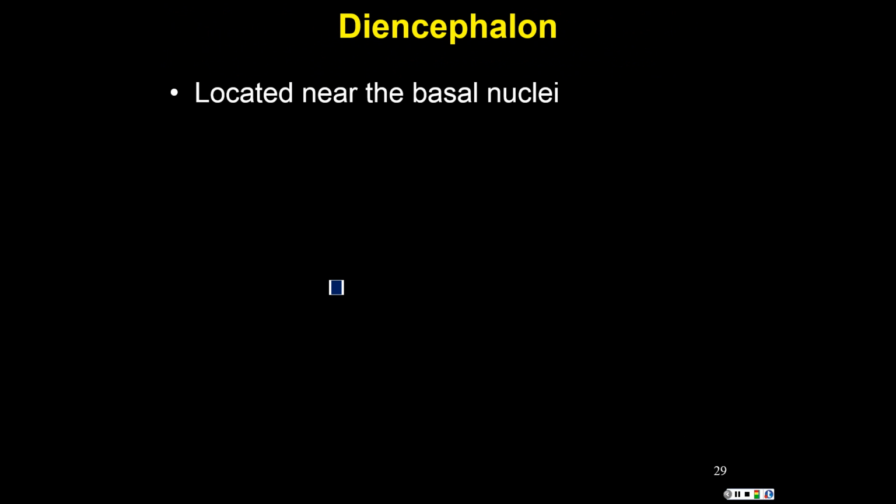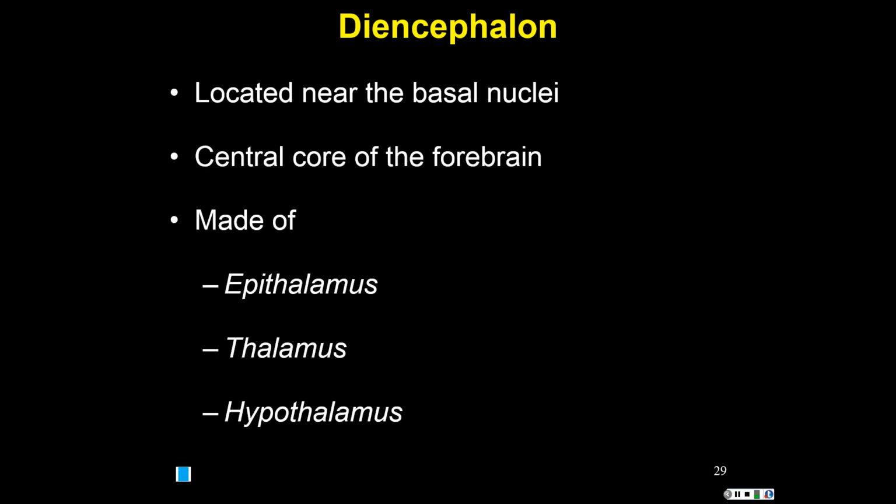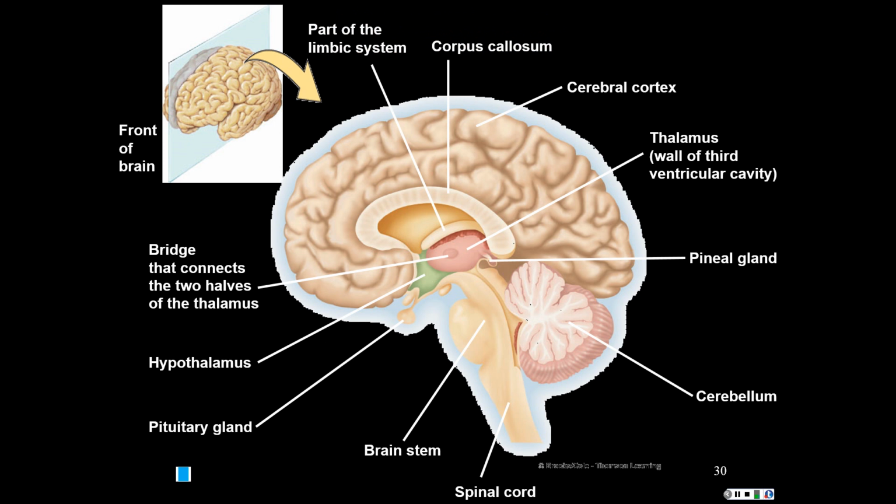Within the brain, there's an area called the diencephalon, the inside of the brain, described here as the central core of the forebrain. There are three major regions. This is not everything that makes up the diencephalon, but there are three major regions, including two areas that we've actually found in lab. We looked at the thalamus and the hypothalamus. We didn't make any mention of the epithalamus, though, so let's briefly talk about it.